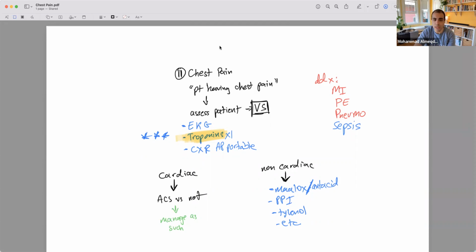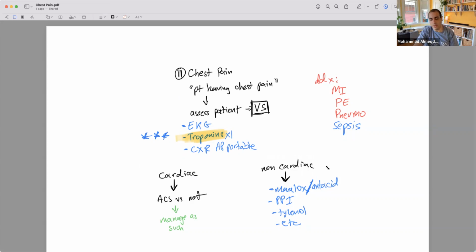Okay, so chest pain. This is similar to the previous ones we talked about, when the nurse pages you and tells you, hey, the patient is having chest pain, what do you do? If you get this page and the patient is having chest pain, or if the patient shows up to the emergency department having chest pain, what do you actually do? When you're dealing with this, the first thing that comes to your mind has to be: is this chest pain cardiac, or is this chest pain non-cardiac?